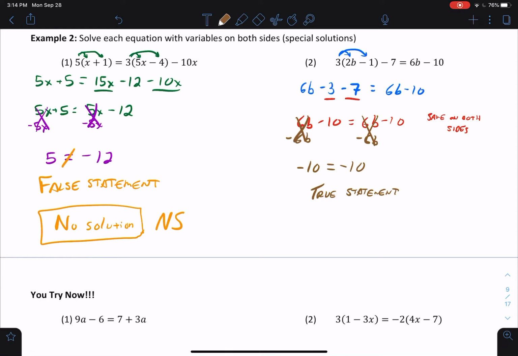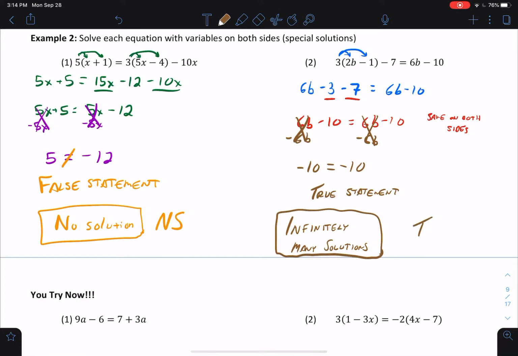All right, so this doesn't have no solution. This has infinitely many solutions. Okay? We may sometimes write this as IMS. Infinitely many solutions. What that means is any number, any value that you plug in for b, the left-hand side will always equal the right-hand side.